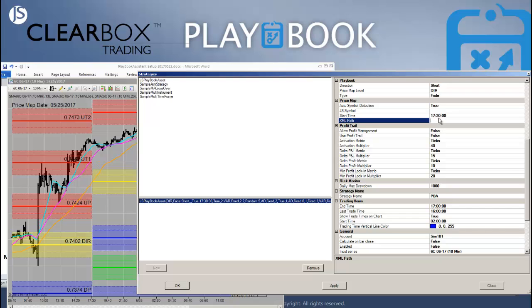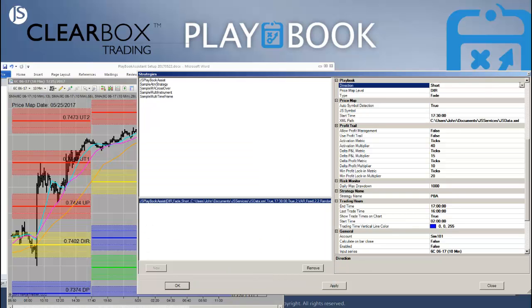Here we need to enter our XML path of where does the JS data file live, similar to the price map chart overlay in NinjaTrader. So it's going to be in your users, your username, in your documents, JSServices directory. And then we need to specify the name of the file, and it should be under jsdata.xml.